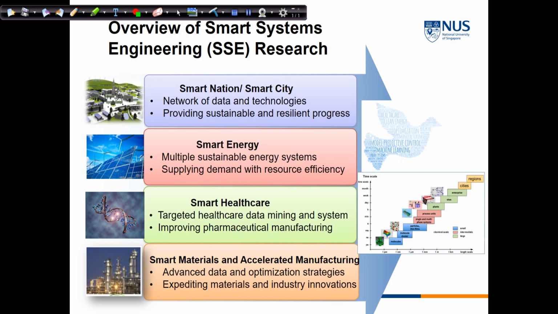So our group is called a Smart System Engineering group. Why do we call it smart? Because we are able to use abundant data and computing techniques of modeling, simulation, and optimization to solve many of the real-world problems through a multi-scale approach.